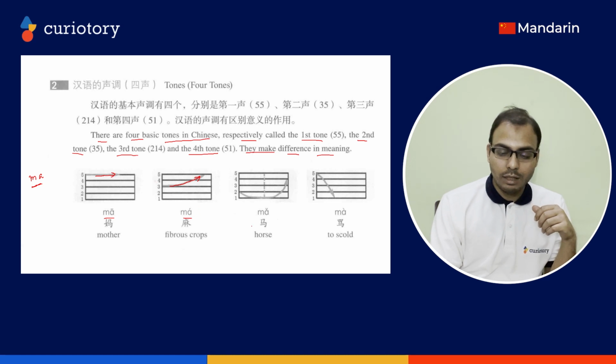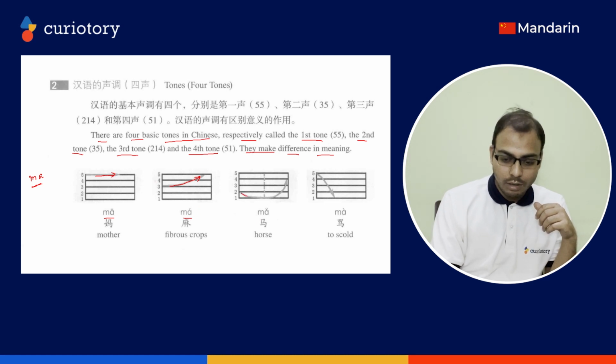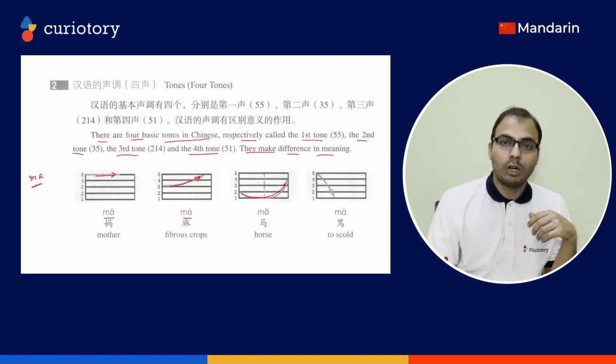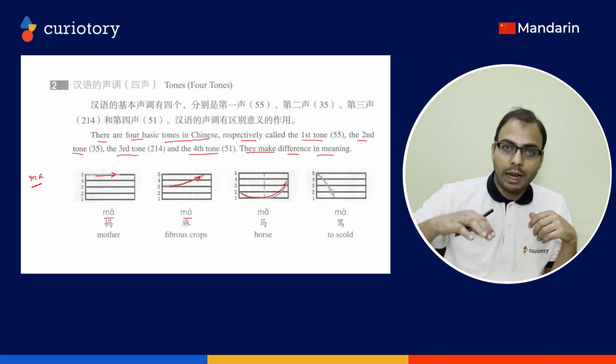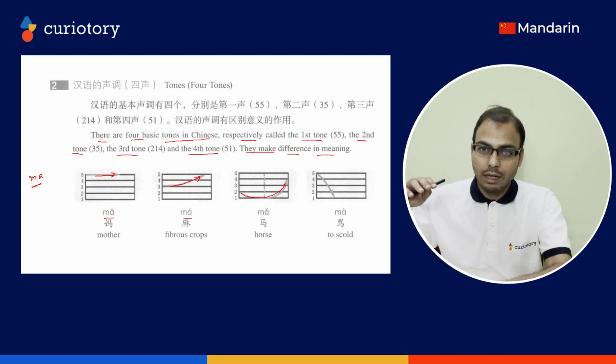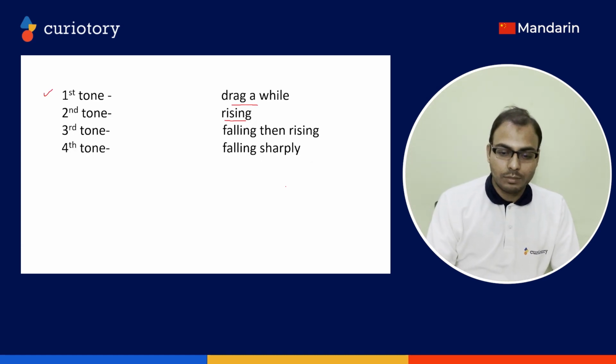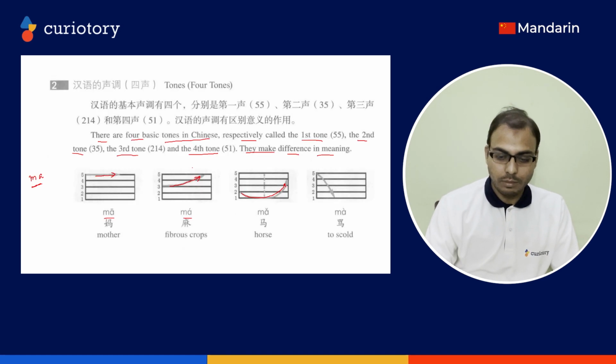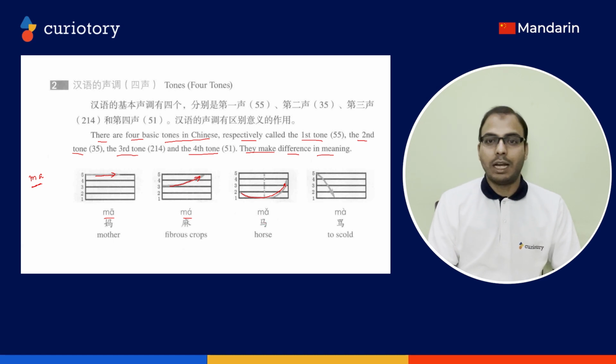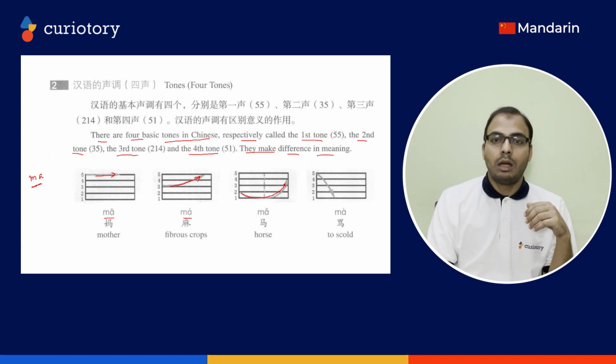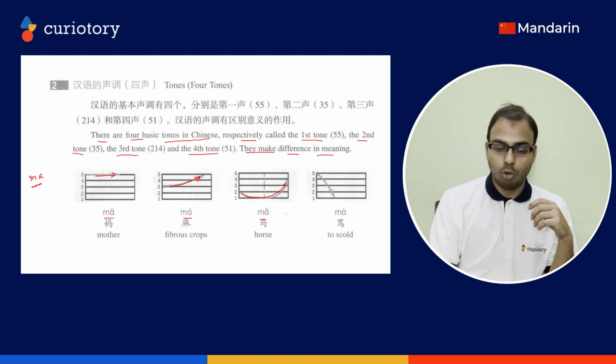Now how to say it in the third tone. The graph is telling that your voice should fall and then rise. Your voice should fall and then rise. And the rule is also saying falling then rising. So you will have to say it this way: ma, ma. So this was how to say ma in the third tone.